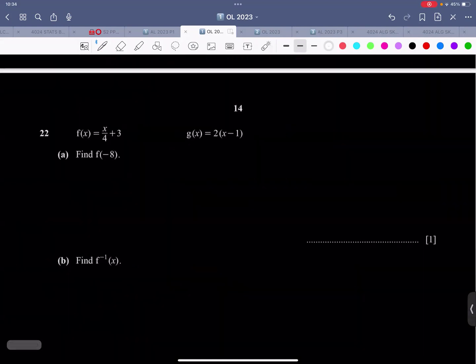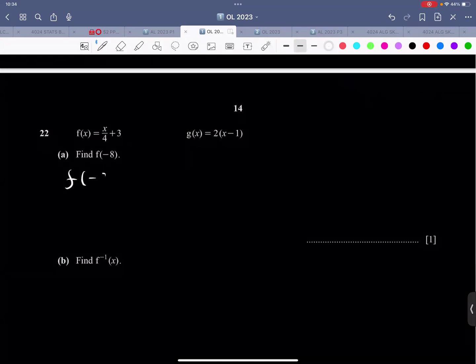Let's move to 22. It says if f of x is equal to x over 4 plus 3, evaluate f of negative 8. So f of negative 8, that is negative 8 over 4 plus 3. That is negative 2 plus 3, which comes out to be 1. So it's a straightforward answer, which is 1.